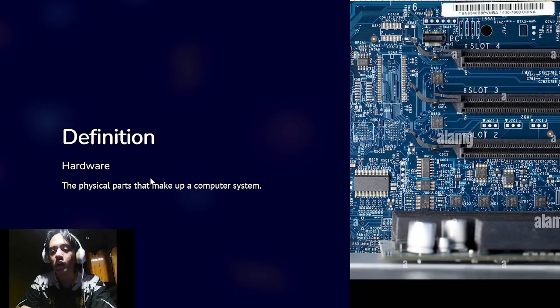Definition of hardware. Hardware refers to any physical part of a computer that you can touch and see. This includes both internal parts like the CPU and RAM, and external parts like the keyboard and mouse. It is different from software, which exists only digitally and gives instruction to the hardware on what to do. Both are essential. They work together to make a computer operate.